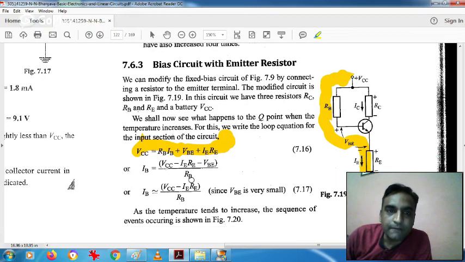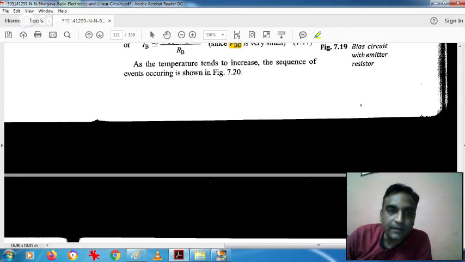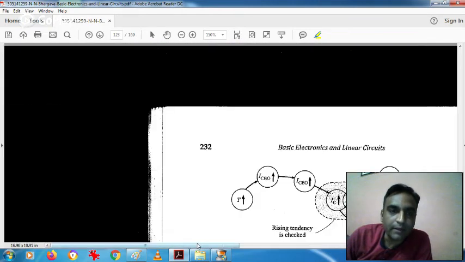If we neglect the value of VBE, since it is very small, 0.7 volt for the silicon transistor and 0.3 for the germanium transistor, you can say IB is equal to VCC minus IERE divided by RB. So this is the input side loop equation.